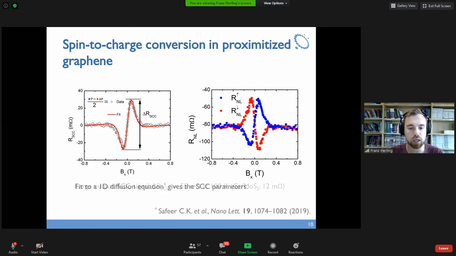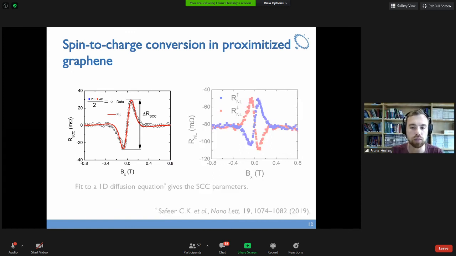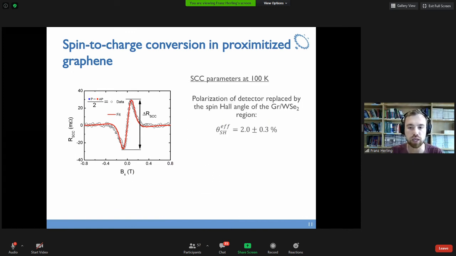And if we fit this data to the 1D diffusion equation, we can now get the spin-to-charge conversion parameters, and we can actually look at this data more quantitatively and not just qualitatively. And the parameters that we extract are in this case actually not the polarization of the detector electrode, but the spin Hall angle, as we replace the detector electrode with this proximatized region. And we see we have a 2% spin Hall angle, which is rather small compared to the large output signal.